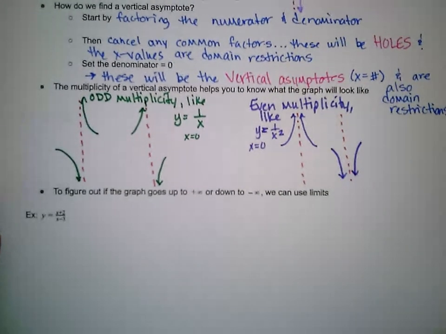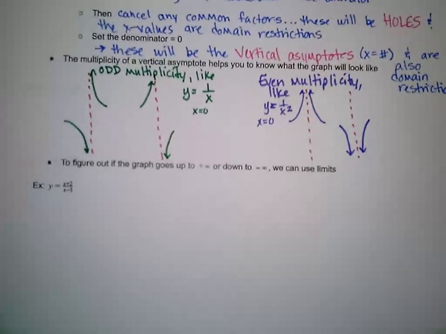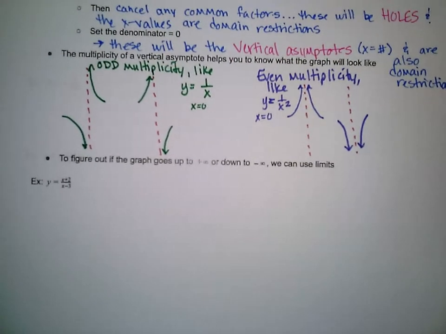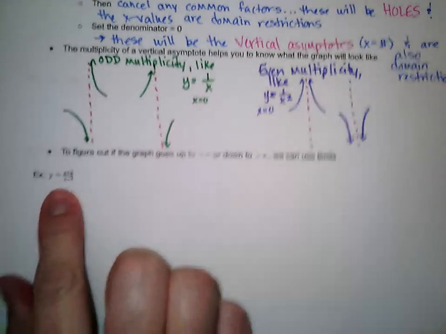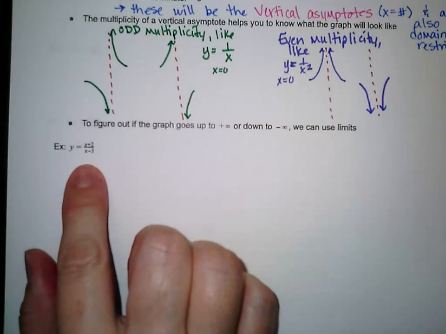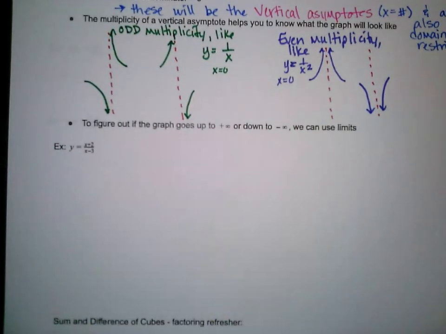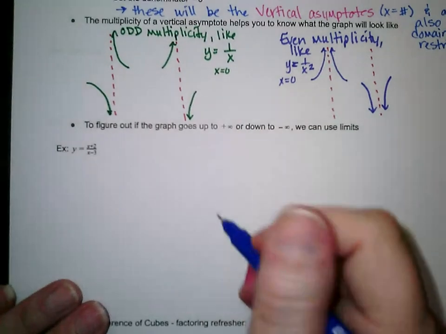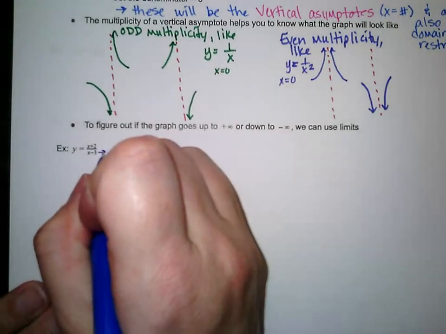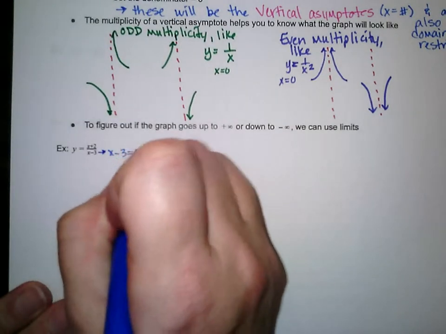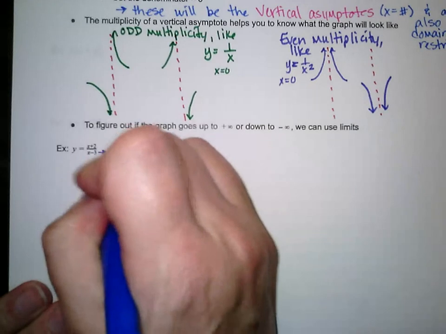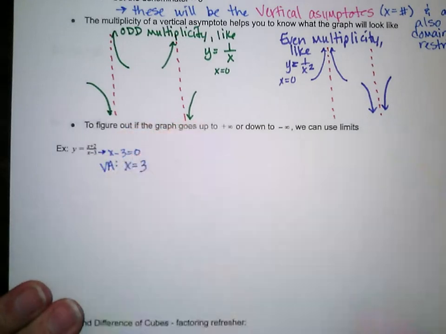To figure out if the graph goes up to positive infinity or down to negative infinity, we are going to use limits again. So let's look at this example here. y equals (x plus 2) over (x minus 3). So nothing's going to cancel in this one. So we're going to find our vertical asymptote by setting the denominator equal to 0. So I set x minus 3 equal to 0, and that's going to tell me that I have a vertical asymptote at x equals 3.